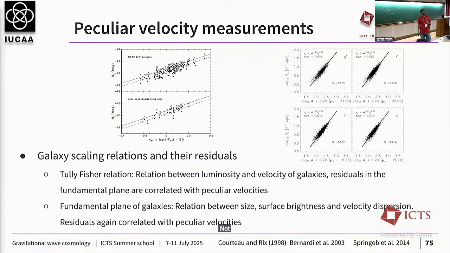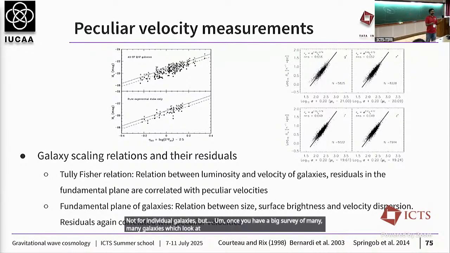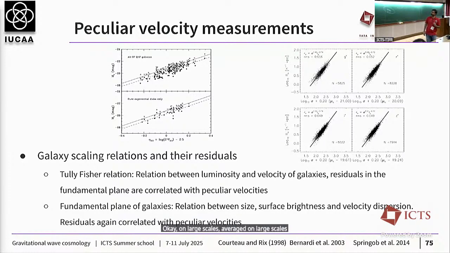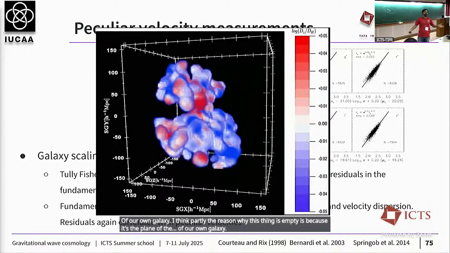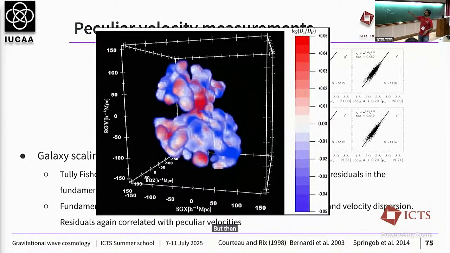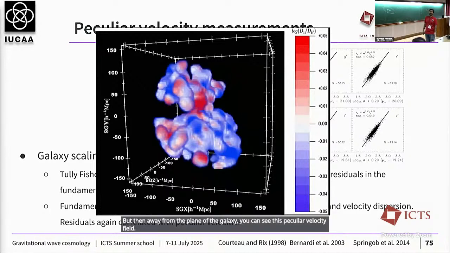Not for individual galaxies, but once you have a big survey of many galaxies which look at these relations, then you should be able to roughly figure out what the peculiar velocity field looks like. On large scales, averaged on large scales, it will be okay. So that is what is done here in the neighborhood of our own galaxy. I think partly the reason why this thing is empty is because it's the plane of our own galaxy where we cannot make measurements. But away from the plane of the galaxy, you can see this peculiar velocity field that people have worked out.